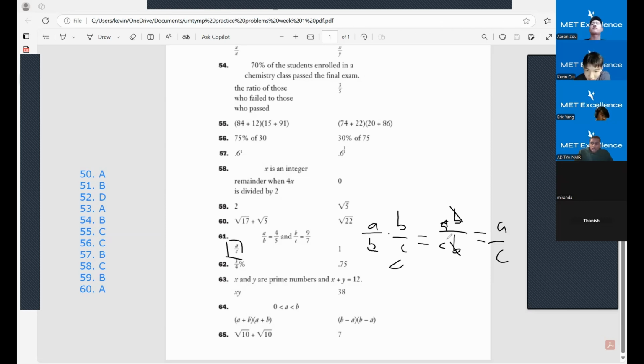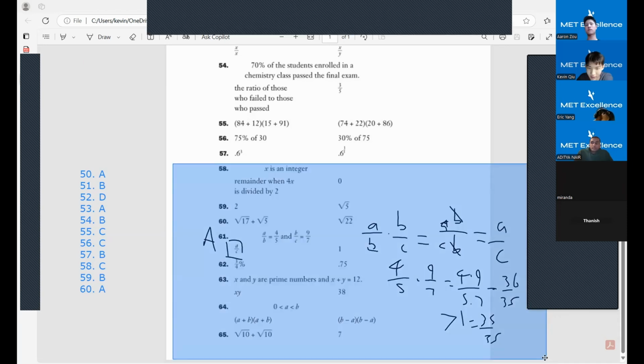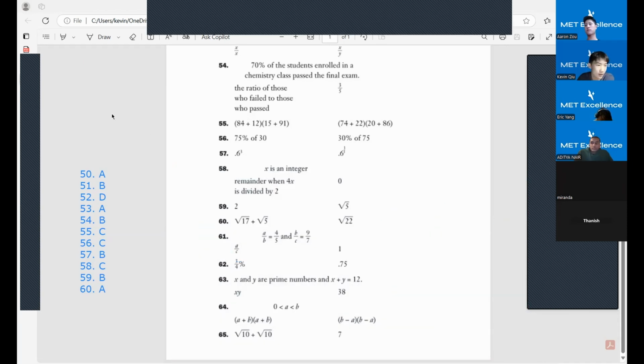So multiplying the two, we get 4 over 5 times 9 over 7, which is 4 times 9 over 5 times 7, which is 36 over 35. And this is greater than 1, which is 35 over 35. So we go with answer choice A. Cool. You guys can start working on 62. I'm going to clean out the board and add it to the list.